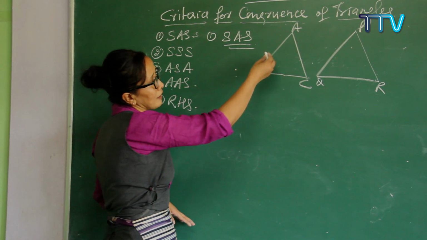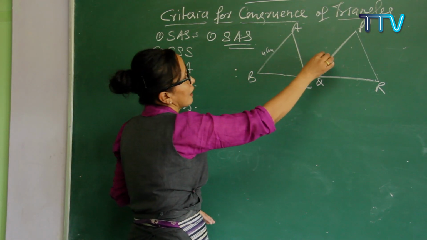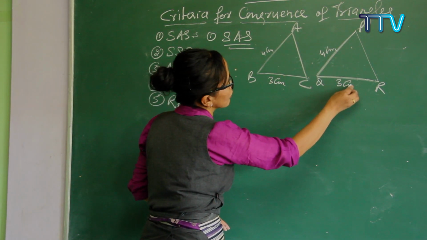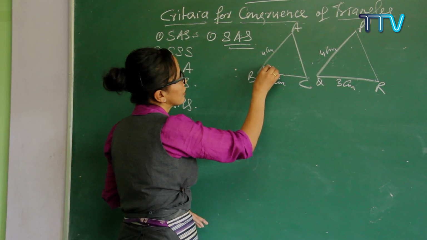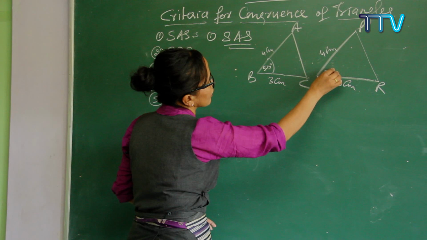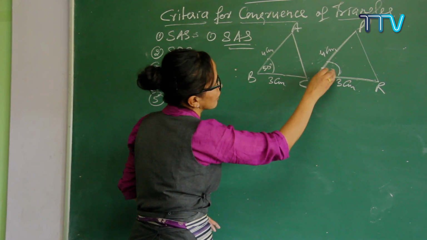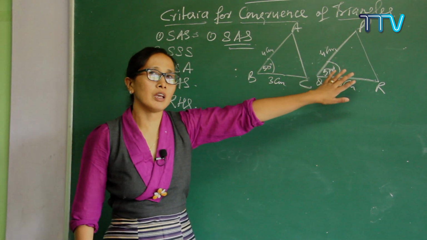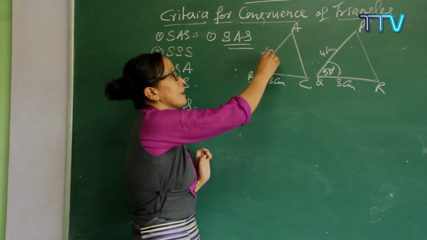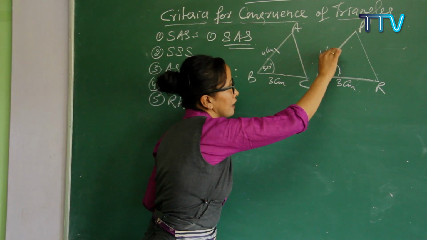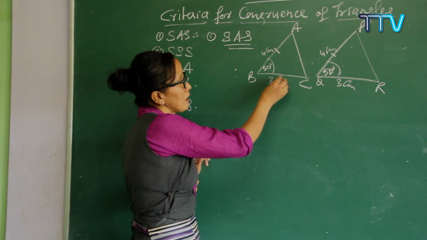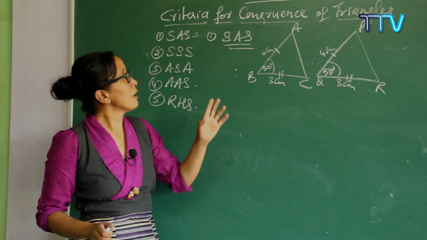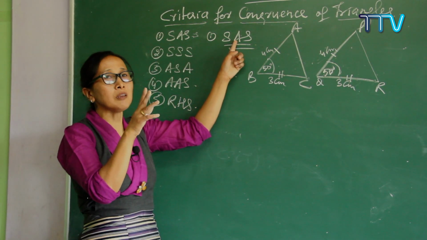Now let me write it here. Suppose this is 4 centimeters and this is 4 centimeters, this one is 3 centimeters and this is 3 centimeters, and this angle is 50 degrees and this one is 50 degrees. I'm giving an example like this. Look at these two triangles. Here side AB is exactly equal to side PQ, and same here, side BC is exactly equal to side QR. Exactly the same. And angle B is in between the 2 sides.